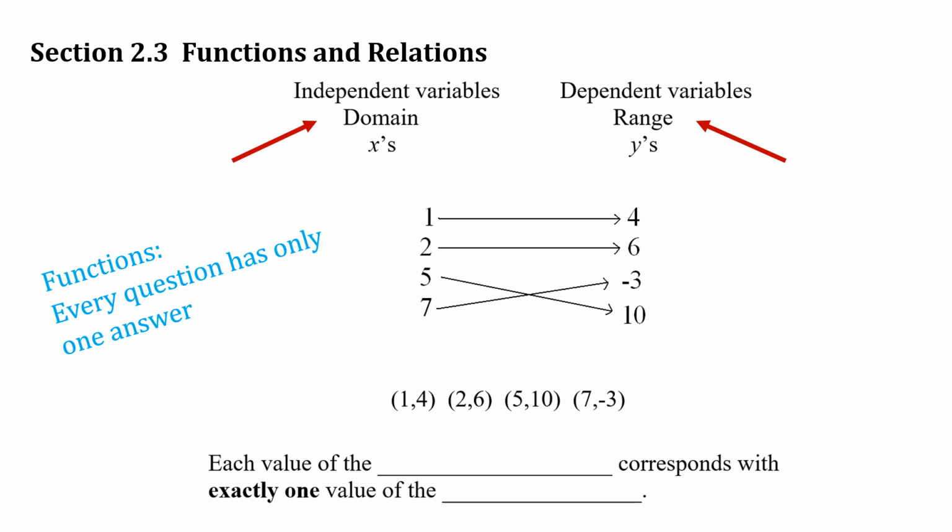Here's another rule. It comes in XY pairs, coordinate pairs. If I say 1, you have to say 4. If I say 2, you have to say 6. It's another way of writing this exact relationship. For every element in the domain, exactly one answer comes out of the range.